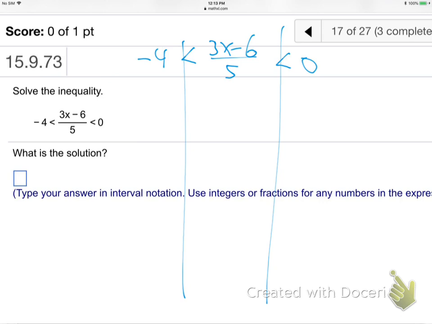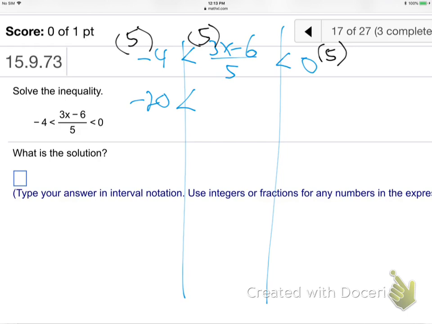So, all right, my first concern is the fraction, of course. I want to get rid of it. What's going to get rid of that? Multiply by it. Multiply through by 5, 5, 5. Treat them all the same. Small, medium, large, treat them all the same. They'll still be small, medium, and large. So we get minus 20. What happens in the middle? You get 3x minus 6.